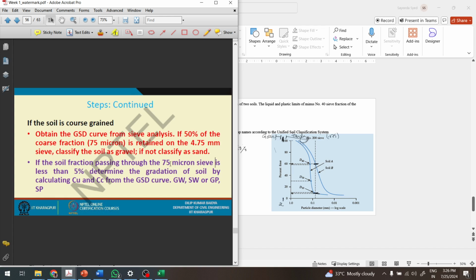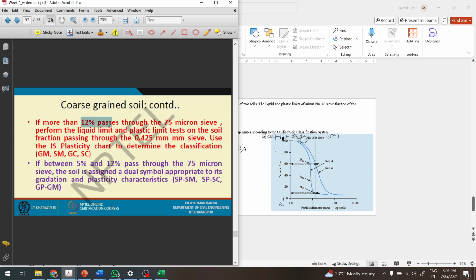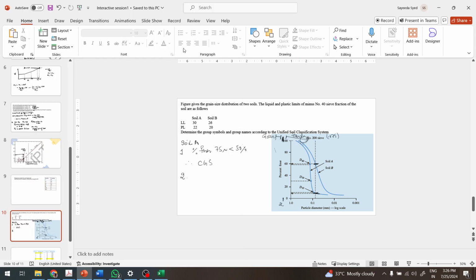If the soil fraction passing through the 75 micron sieve is less than 5%, determine the gradation of the soil, but it is not less than 5%. It is about 10%. If it is more than 12%, perform the liquid limit and plastic limit tests. If it is between 5 and 12%, soil is assigned dual symbol appropriate to its gradation and plasticity characteristics. It is between 5 and 12%. So first let us determine the gradation of the curve.